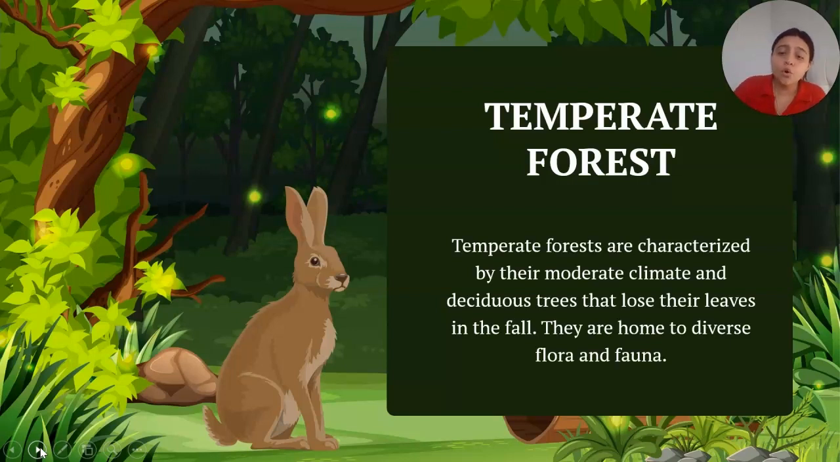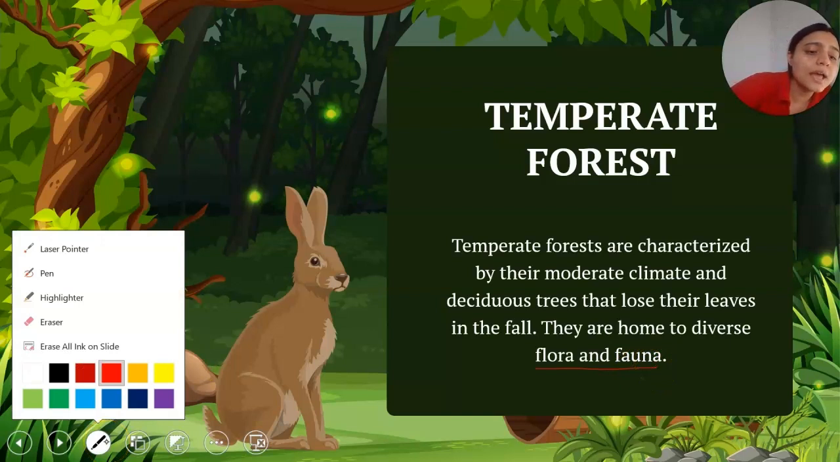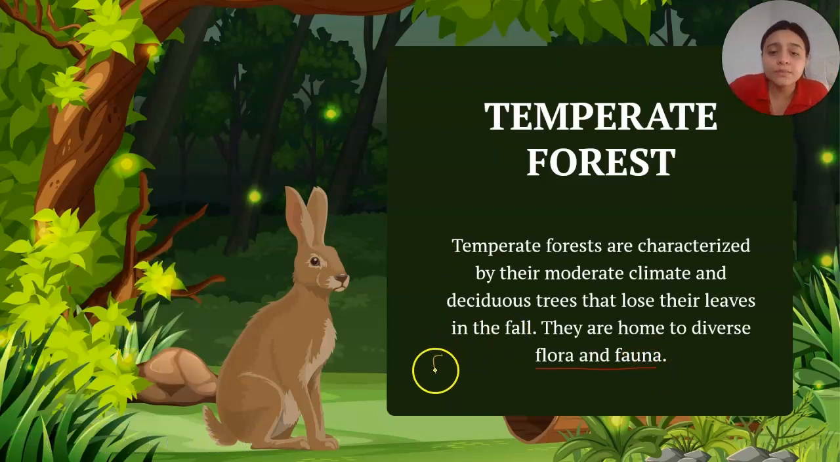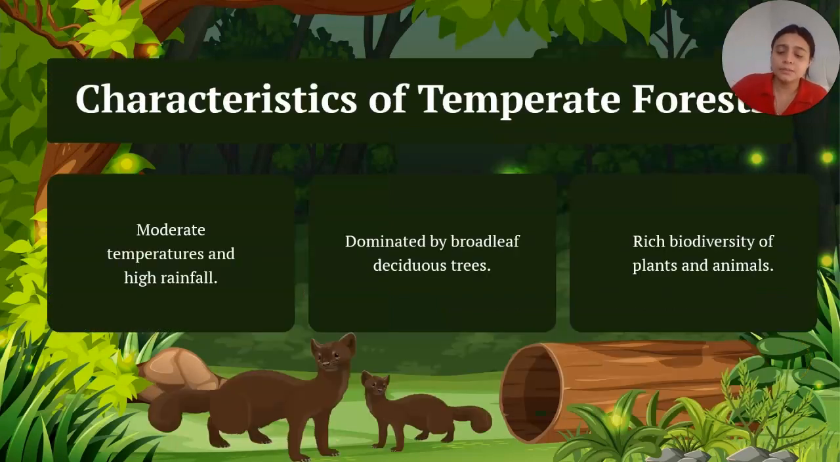They are home to diverse flora and fauna. In science, students, flora means the different species of plants and flowers, and fauna means the different species of animals. So we can see diverse species of flora and fauna in temperate forest.